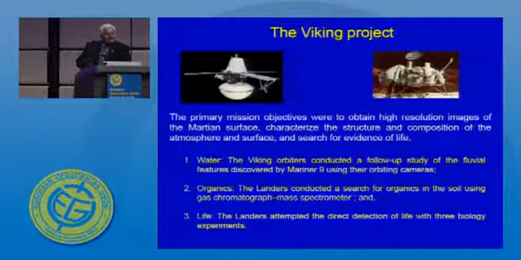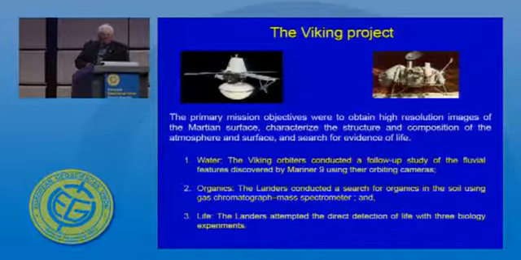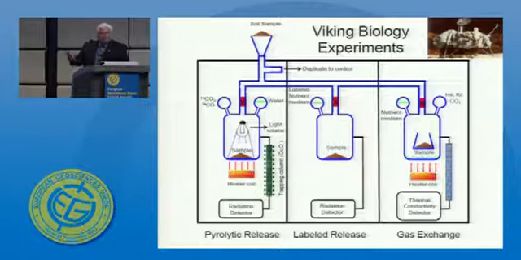this was done almost 40 years ago by the Viking mission. This is the most important mission that NASA has launched to Mars, and it had all the objectives: to follow the water with the orbiters, to look for organics with an instrument similar to SAM, a GCMS, and finally to detect microbial activity through 3 experiments. These experiments are summarized here.